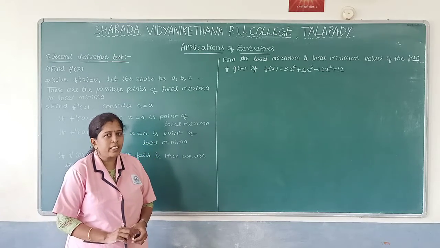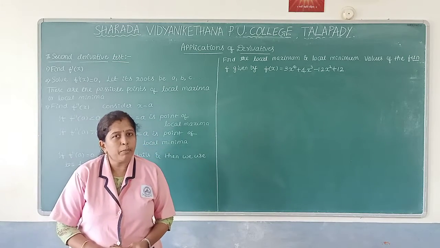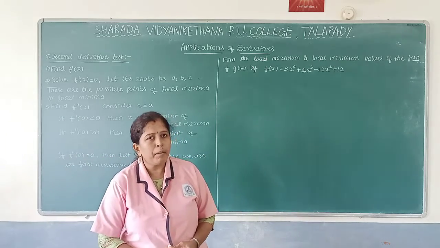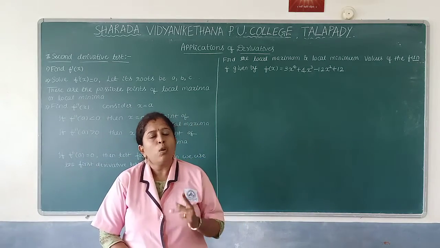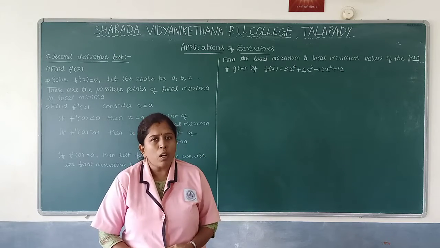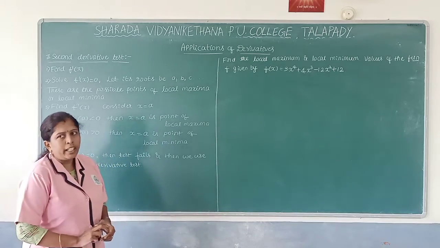Last class we had discussed the first derivative test. That method is a test for finding local maxima and local minima. In that, two types are there. One we already discussed in the last class, that is the first derivative test. Now let us discuss the second derivative test.